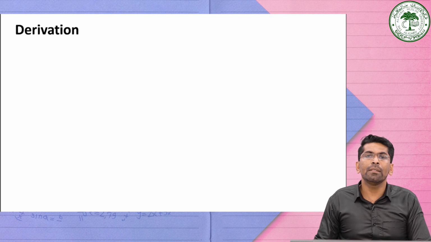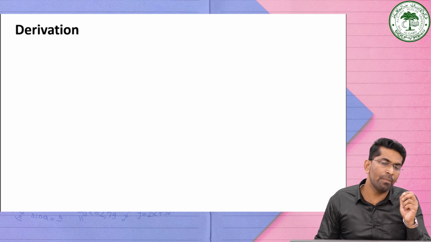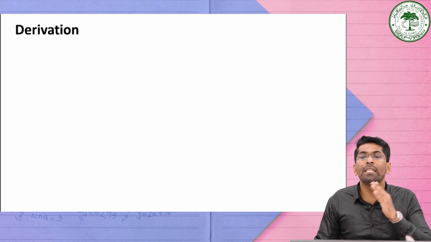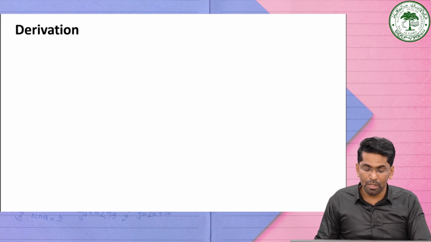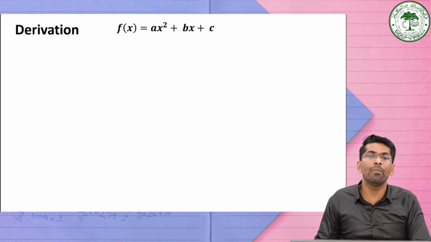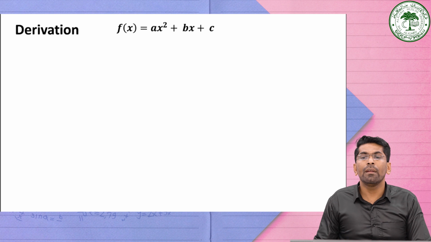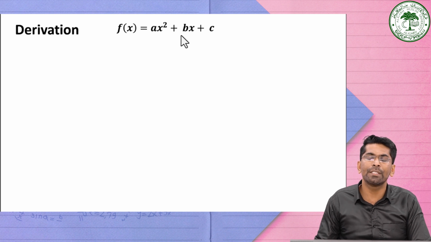Now we will do some derivation. We are going to derive the maximum and minimum value from the general quadratic function. Let us take the general format of the quadratic function: ax² + bx + c = 0. We are equating it with 0. After that, we are going to restructure this general form. How are we going to restructure it?